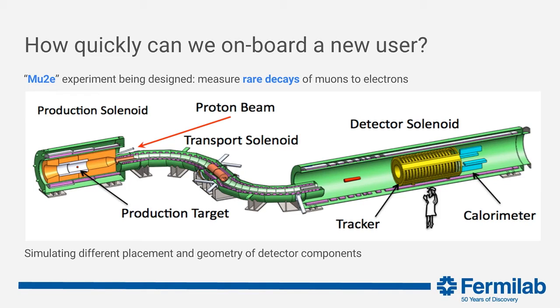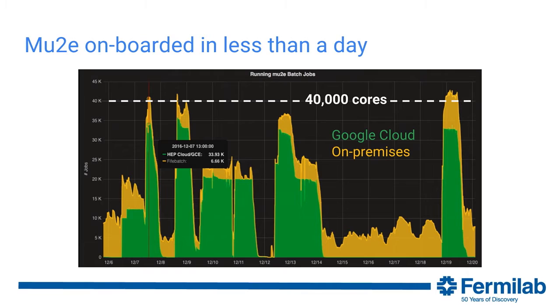You're trying to figure out where to put all these bits, and I won't talk about the technical bits of what these things are, but where do you put the detectors and optimize them? So that's what we're simulating, different placement, different geometry, how big should things be for this detector. So how quickly do we get them on board? Less than a day. This is an experiment that knew how to do grid computing, distributed computing, but we had all the tools in place, they were prepared, and it took us less than a day after supercomputing to get them up on GCE.